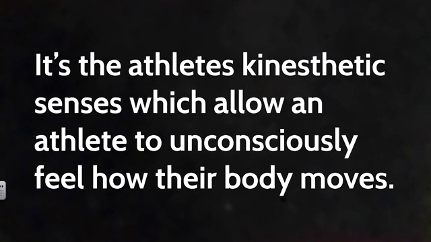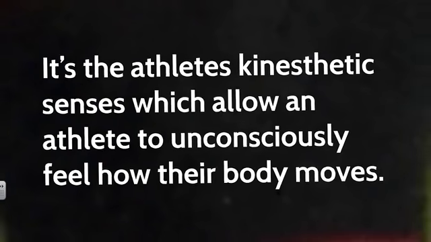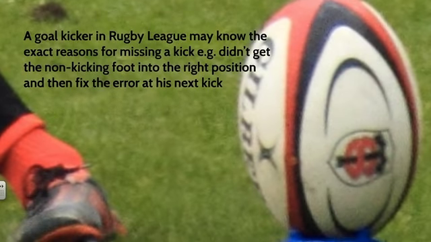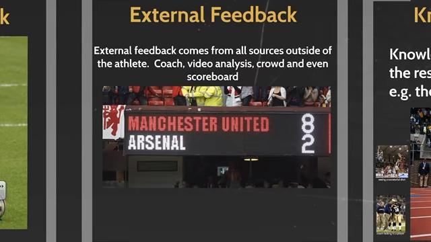So an example could be, it's all about the athlete's kinesthetic sense, which allows an athlete to unconsciously feel how their body moves, and it's generally only able to be done by elite athletes. So for example, a goal kicker in rugby league might know the exact reasons for missing a kick after they've completed the kick. They might be able to understand that they didn't get their non-kicking foot into the right position and then be able to correct that error at their next kick at goal.